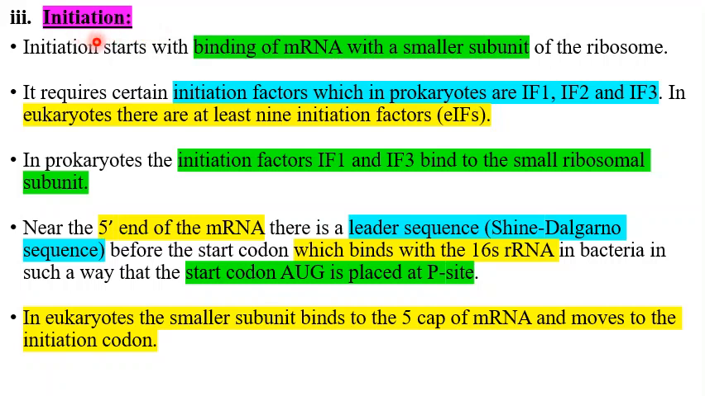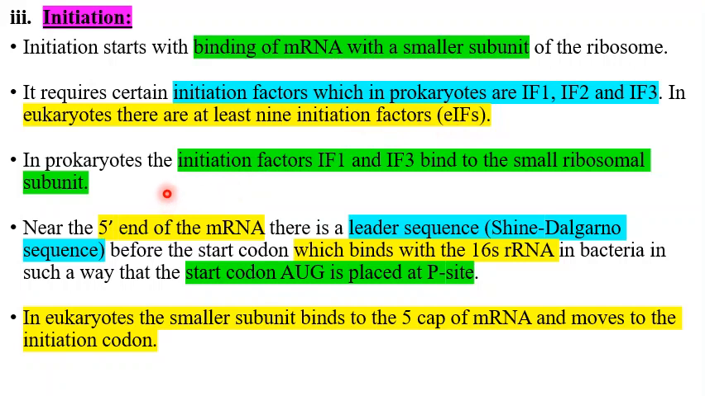Now you know when protein synthesis is not occurring, both the subunits are separate. So initiation begins with binding of the mRNA with the smaller subunit of the ribosome. For this binding, certain initiation factors are needed, which in prokaryotes are three. IF standing for initiation factor: IF1, IF2 and IF3. In eukaryotes, there are at least 9 initiation factors, and you write it with a small letter e in front of IF, showing that it is in eukaryotes. So eIFs, plural form.